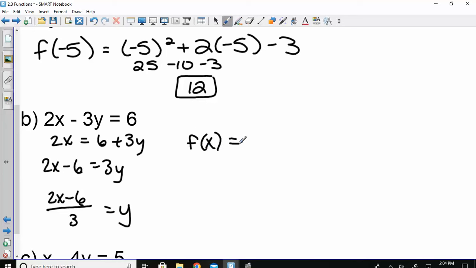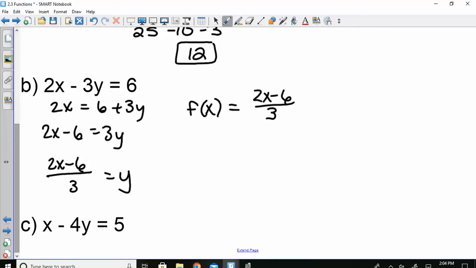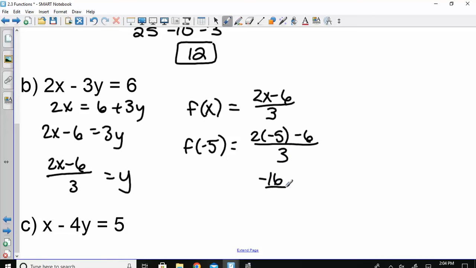f of x equals 2x minus 6 over 3. And the benefit of function notation is then it's easy to ask you to plug things in. So I'm asking for f of -5. 2 times -5 minus 6 over 3. -10 minus 6 is -16 over 3.